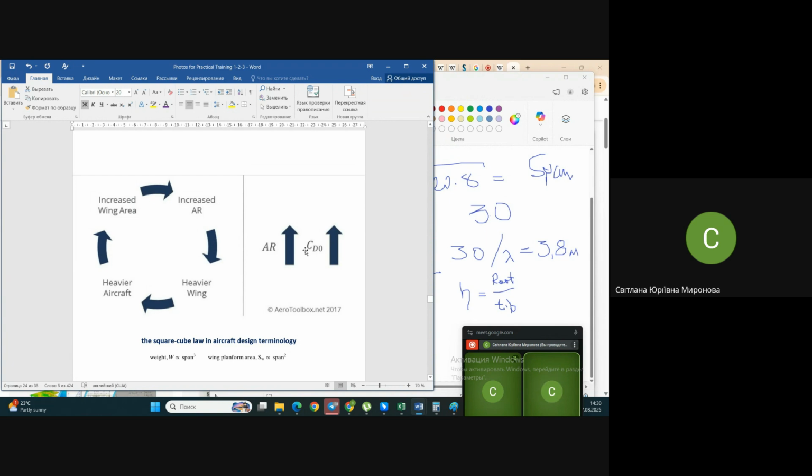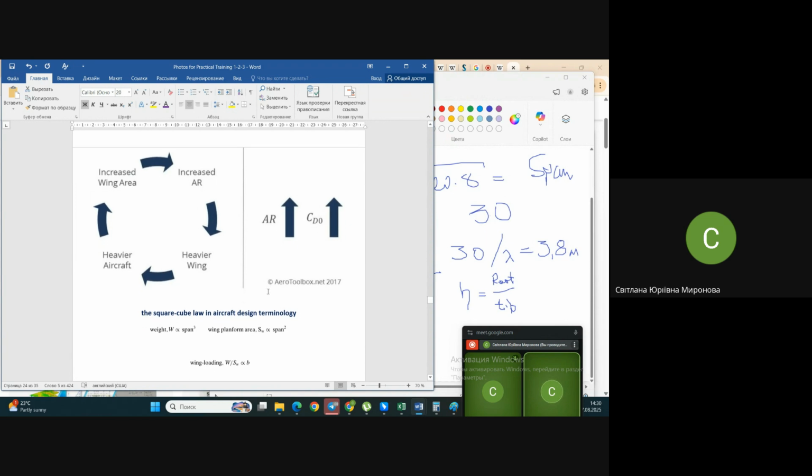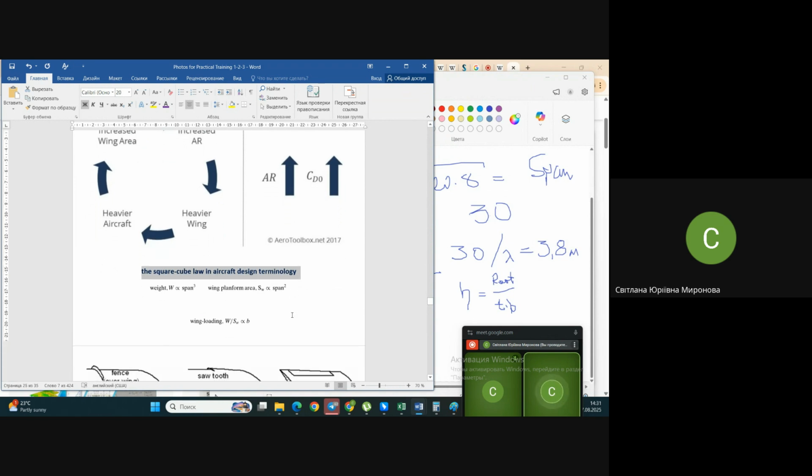So in real life, we have a lot of statistical, scientifically obtained information, which may help us make decisions, of course. Now, in your design project right now, you are limited only to information that you may take from your prototypes, from your statistical airplanes. And one more important moment, what is written here, you see? The so-called square-cube law in aircraft design terminology.